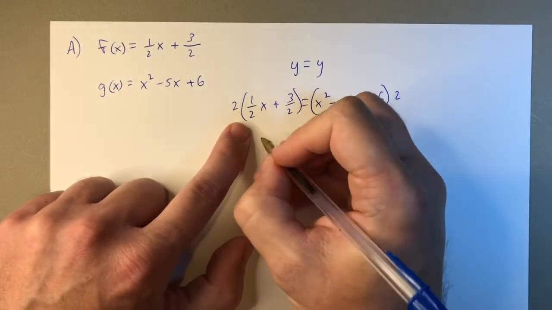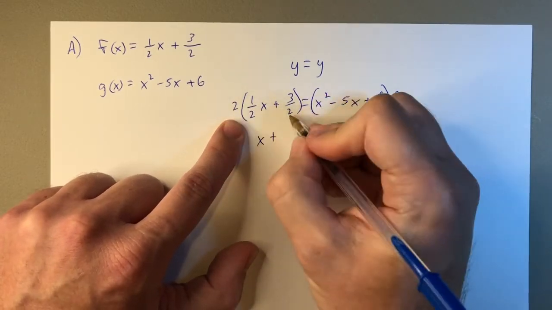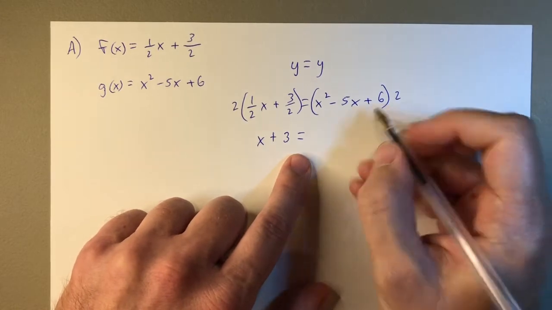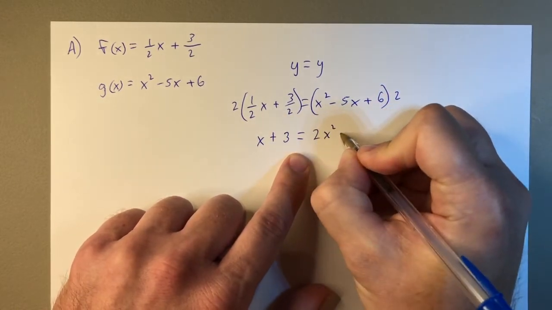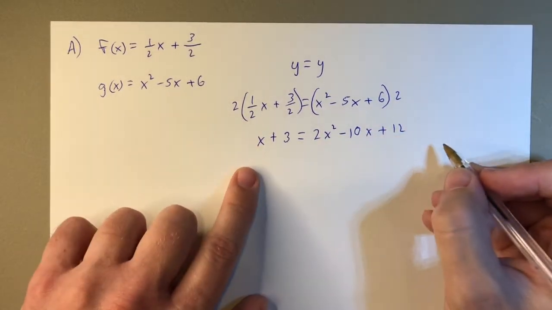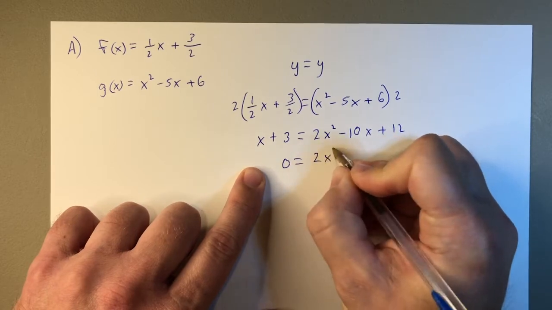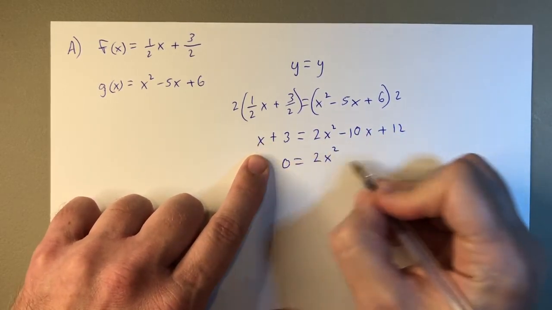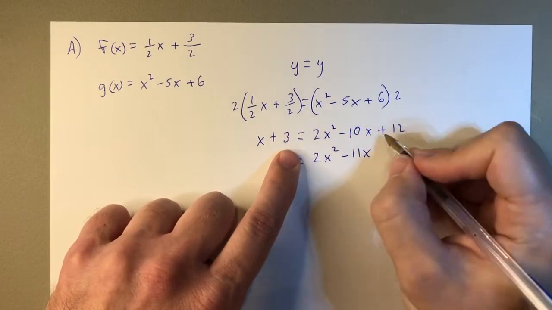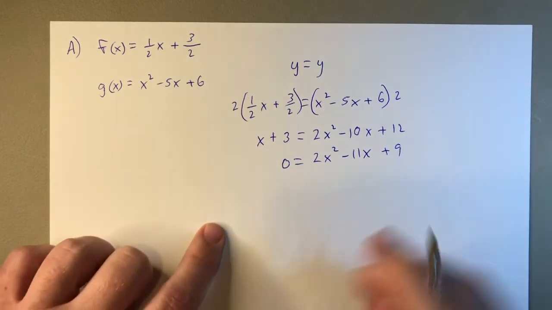So here we get what? 2 times 1/2 x is just x, plus what? 2 over 2 reduces to 1. 1 times 3 is 3. On the right side, you get 2x squared minus 10x plus 12. And notice now my fractions have been eliminated. At this point, I'm going to set this thing equal to 0 by subtracting x from both sides and also subtracting 3 from both sides. So 12 minus 3 is plus 9.